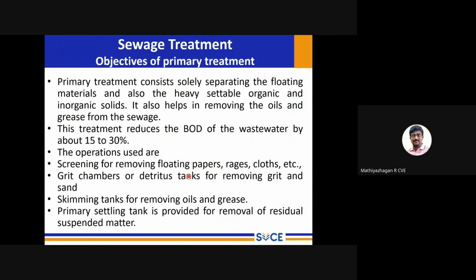By reducing the velocity to some extent, we can remove all the grit particles. One of the important things is the removal of oil and grease, because oil and grease reduce the biological decomposition in the treatment. Therefore, we need to remove oil and grease using skimmers. Then the primary settling tank is used to settle all the heavy organic as well as inorganic solids.